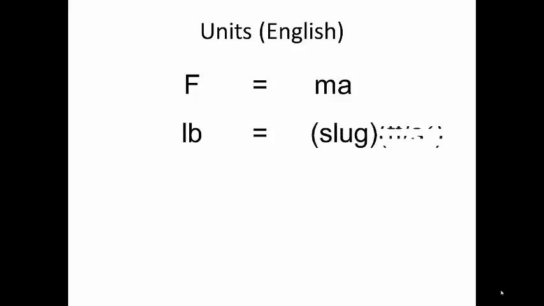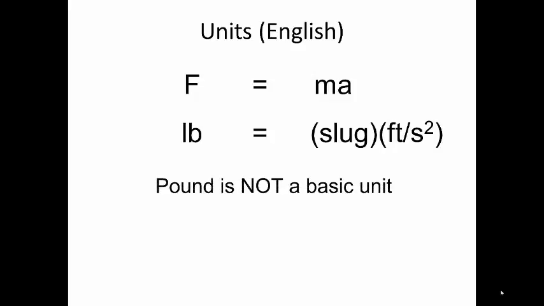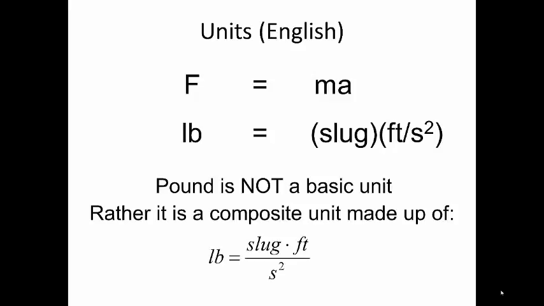What about English units? Well, again, force equals mass times acceleration. And in English units, a force is a pound. Our masses are slugs, and our accelerations are in feet per second squared. Again, a pound is not a basic unit. It's made up of slugs, feet, and seconds. So a pound is a slug foot per second squared. Again, a pound is made up of different components, so it's not a base unit. But we can't break down a slug any further. We can't break down feet any further, and we can't break down seconds any further into any smaller units.